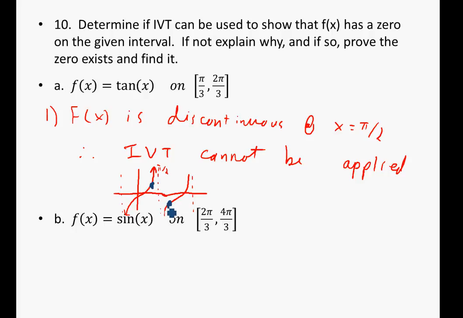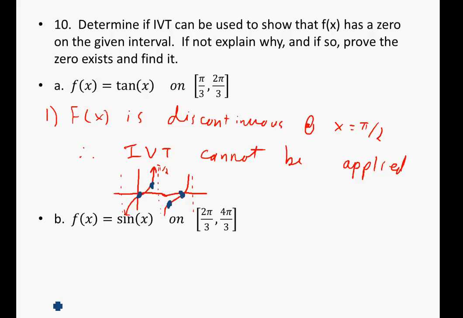Now, I'm not saying it doesn't go through 0 anywhere. It goes through 0 at 0, and it goes through 0 at pi. But those are not the points in question. The interval is from pi over 3 to 2 pi over 3, so we have to look on that interval, and it does not go through 0 in that interval. Anyway, we just can't apply IVT on that one.